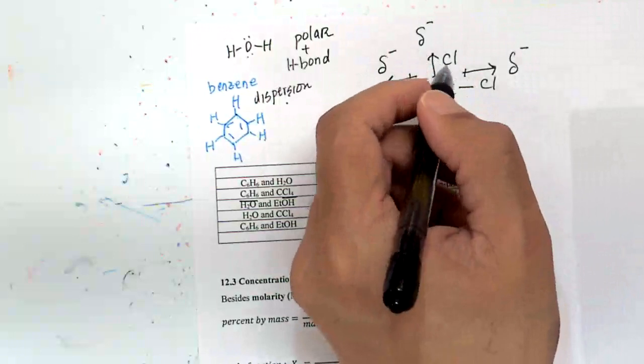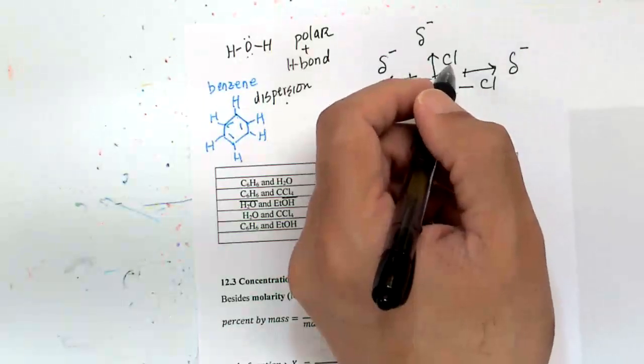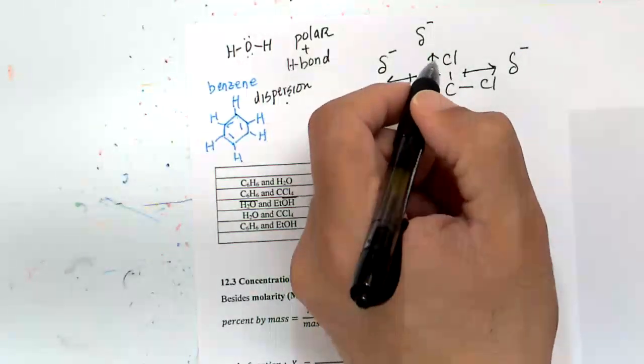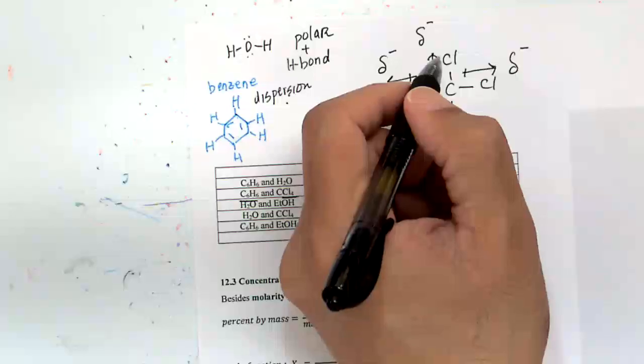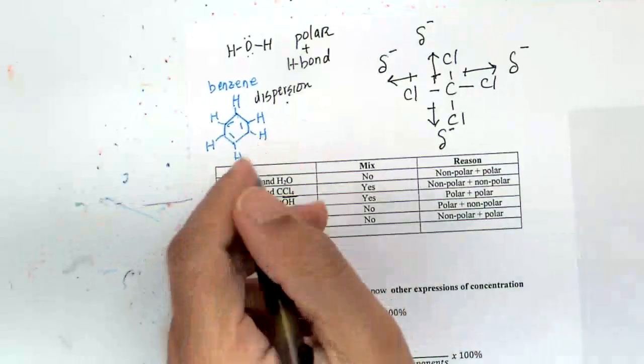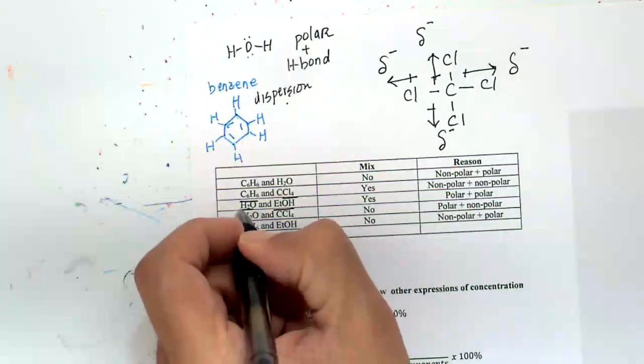This is nonpolar. Why is this nonpolar, even though Cl is electronegative and it pulls? They cancel each other out. They all pull in different directions, but the pulls cancel each other out. Good job.